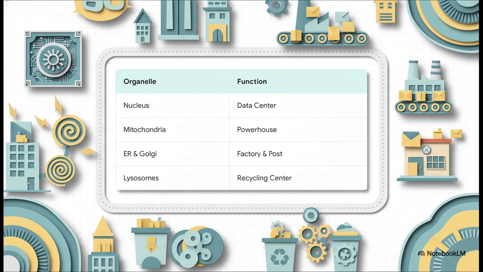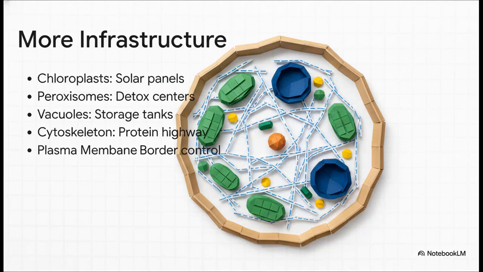The endoplasmic reticulum and the Golgi apparatus. They team up to act as the city's factory and postal service, constantly synthesizing, packaging, and shipping out proteins and lipids. And of course, you can't run a city without waste management, right? That's exactly where lysosomes come in. They act as the recycling centers, using potent digestive enzymes to break down and recycle cellular trash. But hey, the city infrastructure certainly doesn't stop there.